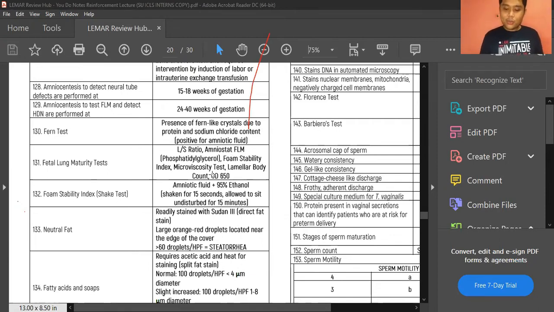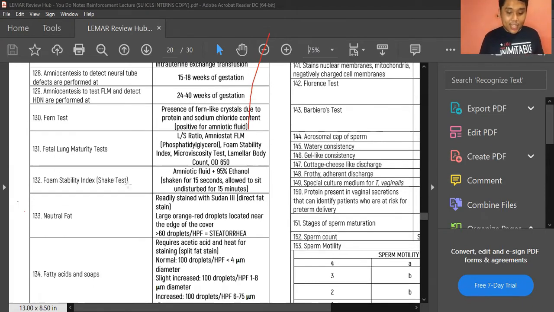So the question here may be: which of the following is a test to determine the amount of surfactants needed in the fetal lung? Okay? Next, foam stability index or the shake test. Take note, the reagent is 95% ethanol or absolute ethanol. Take note of that, because a question may ask again what is the reagent used for the foam shake test.